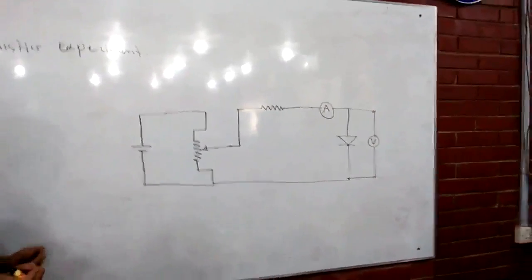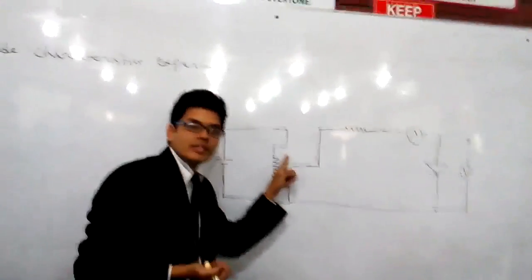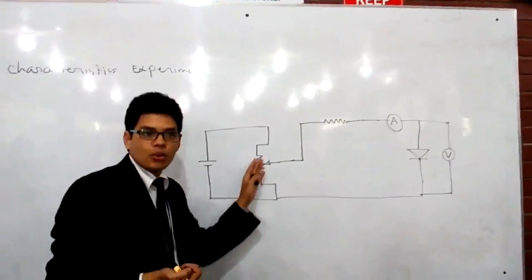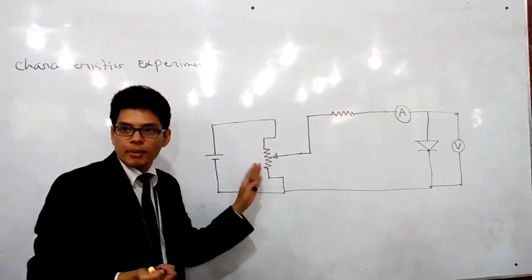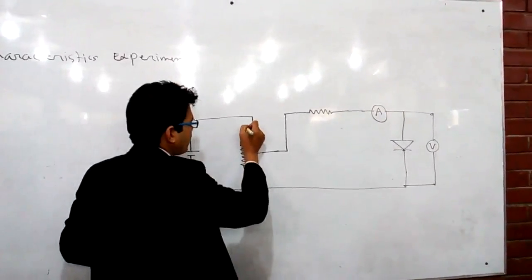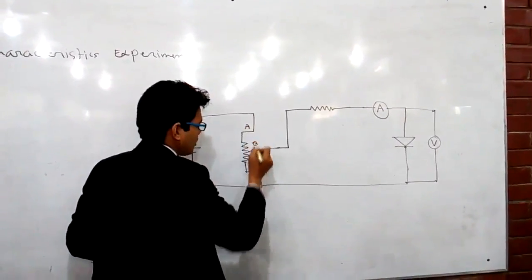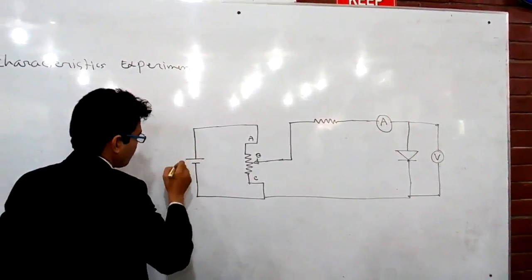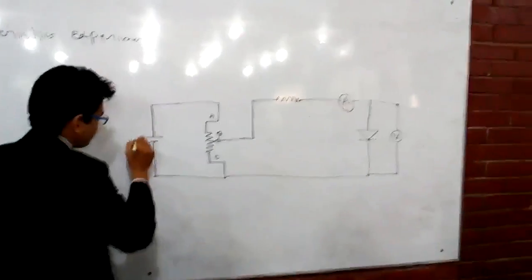Okay, listen. We do know by now about this three-terminal device, right? You know by now because we have had an experiment on this, right? So that is terminal A, that is B, and that is C, and there will be a fixed voltage source of 12.